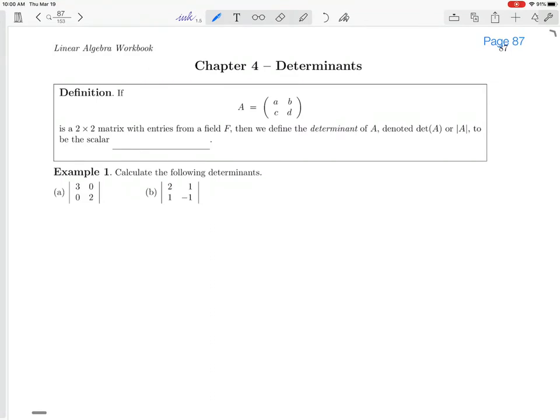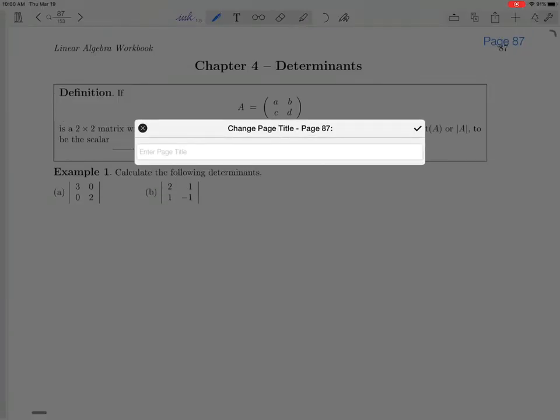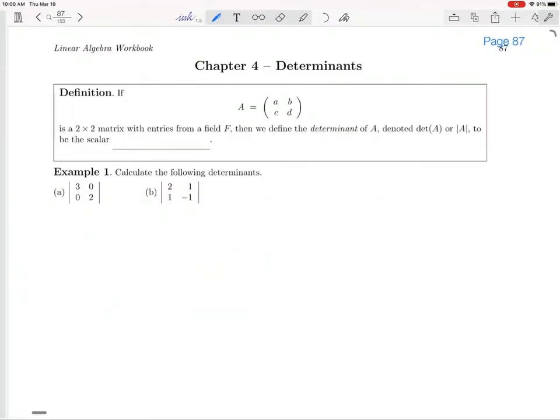And we'll do this in stages, starting with the determinant of a 2 by 2 matrix. Okay, so if you look at the definition, and this is page 87 of the workbook that we're looking at, the way that we calculate a 2 by 2 determinant is basically just to look at the entries on the main diagonal and multiply them together, and then to subtract the entries on the off diagonal. So that's going to give us AD minus BC, and that scalar is the way that we're going to define the determinant of a 2 by 2 matrix.